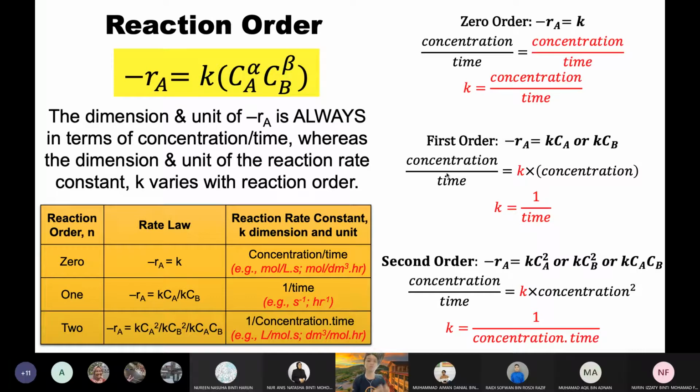So just imagine at minute zero, I calculate the concentration of A. At the first minute, I calculate the concentration of A again, and so on and so forth. So the dimension is always concentration per time. Okay, what about the right side?